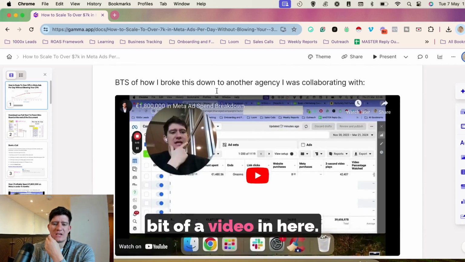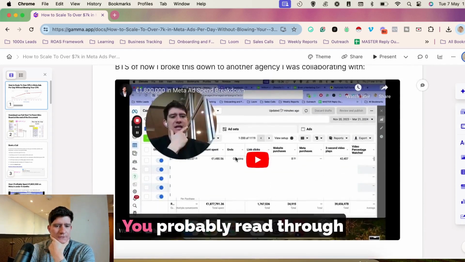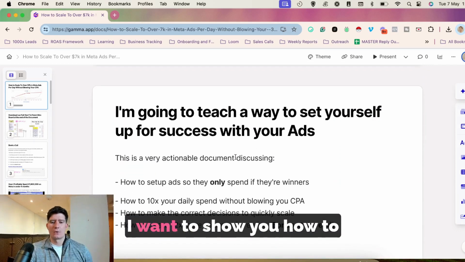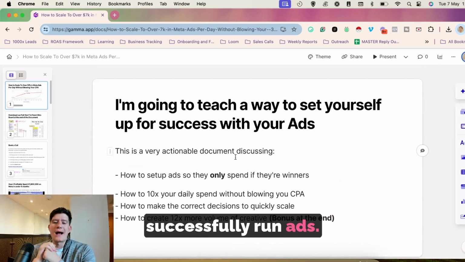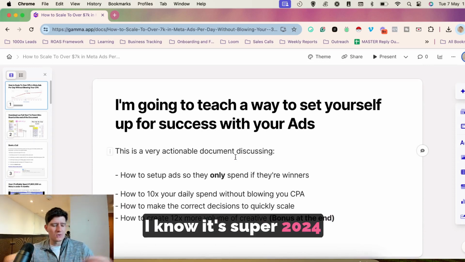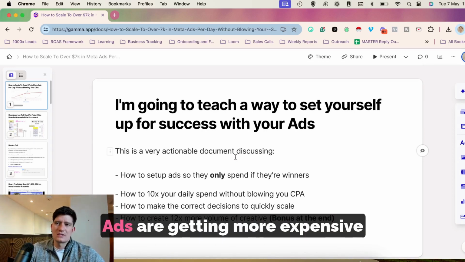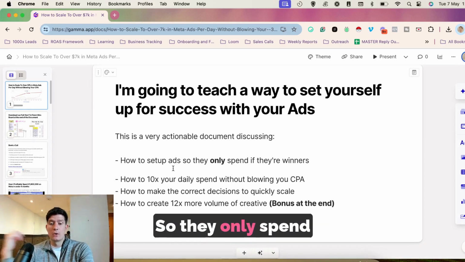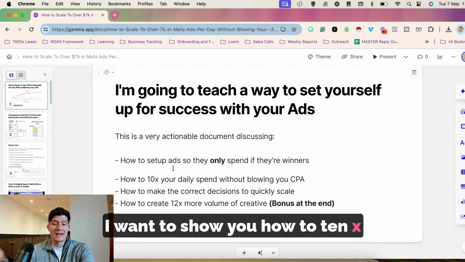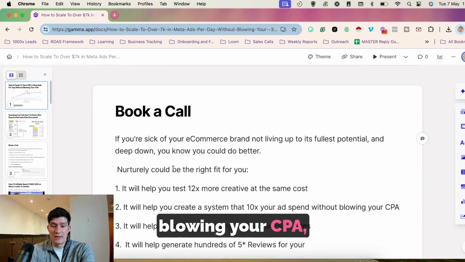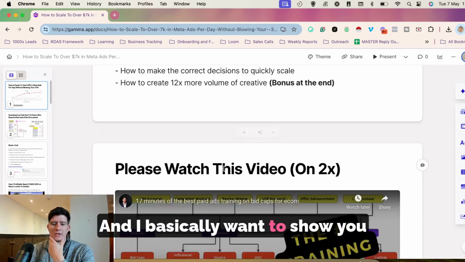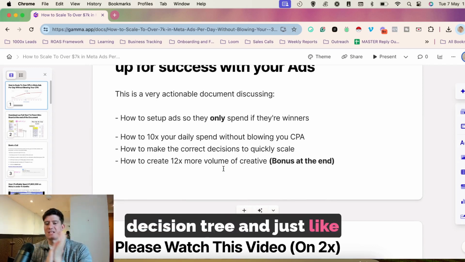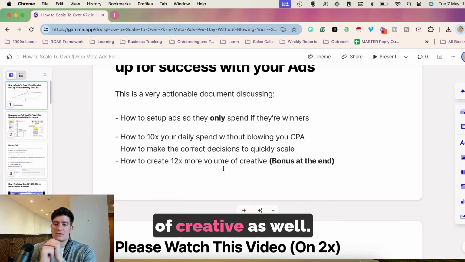I want to show you the full spec of how to successfully run ads. I know 2024 is super competitive and ads are getting more expensive. I want to show you how to set up ads so they only spend if they're winners, how to 10x your daily ad spend without blowing your CPA, like in this graph, and how to make quick decisions at scale. I've got a decision tree, and a bonus at the end on how to get more volume of creative as well.